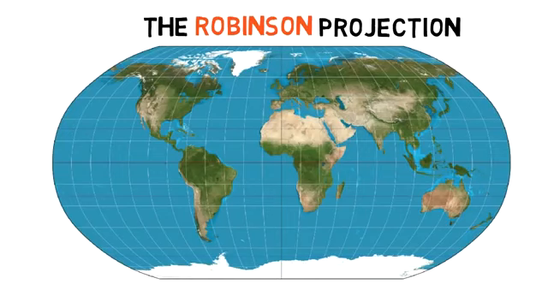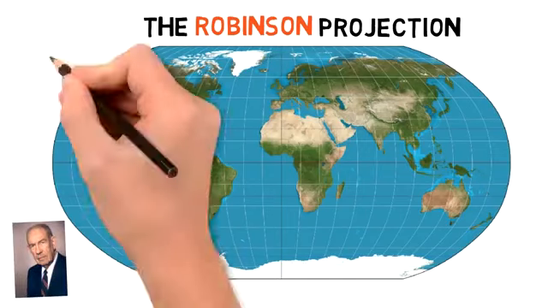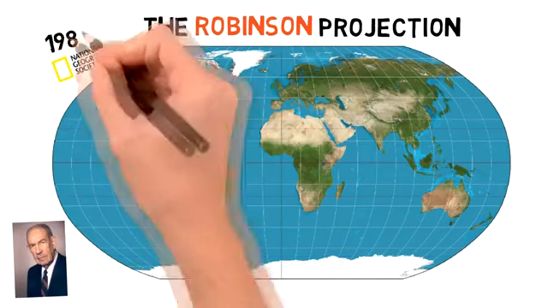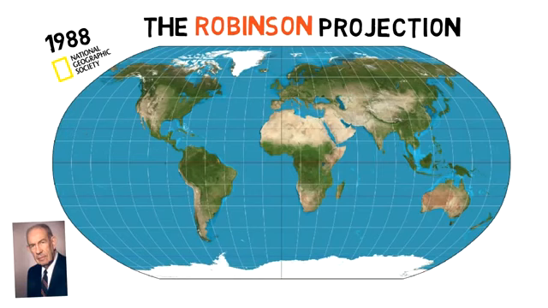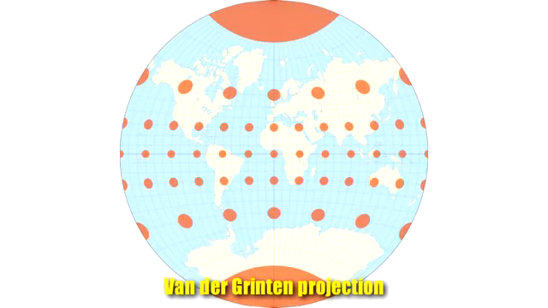A good example, and one extremely used nowadays, is the Robinson projection, developed in 1987 and adopted by the US's National Geographic Society in 1988 as their official projection. Before that, they used the Van der Grinten projection, which reduced Mercator's distortion in the center by concentrating all of it in the poles, which were extremely distorted, representing the globe as a circle.